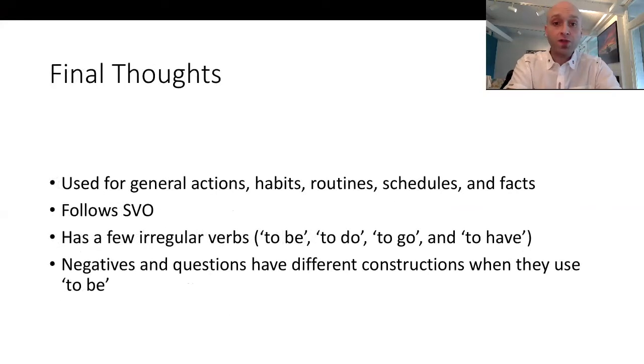And some final thoughts with the present simple. It's used for general actions, habits, routines, schedules, and facts. It follows subject, verb, object, or SVO, which is the most fundamental structure in the English language. There are a few irregular verbs: to be, to do, to go, to have. These are irregular in almost every language simply because they're so common. Finally, negatives and questions have different constructions when they use to be. Those are the main things to keep in mind when thinking about the present simple.